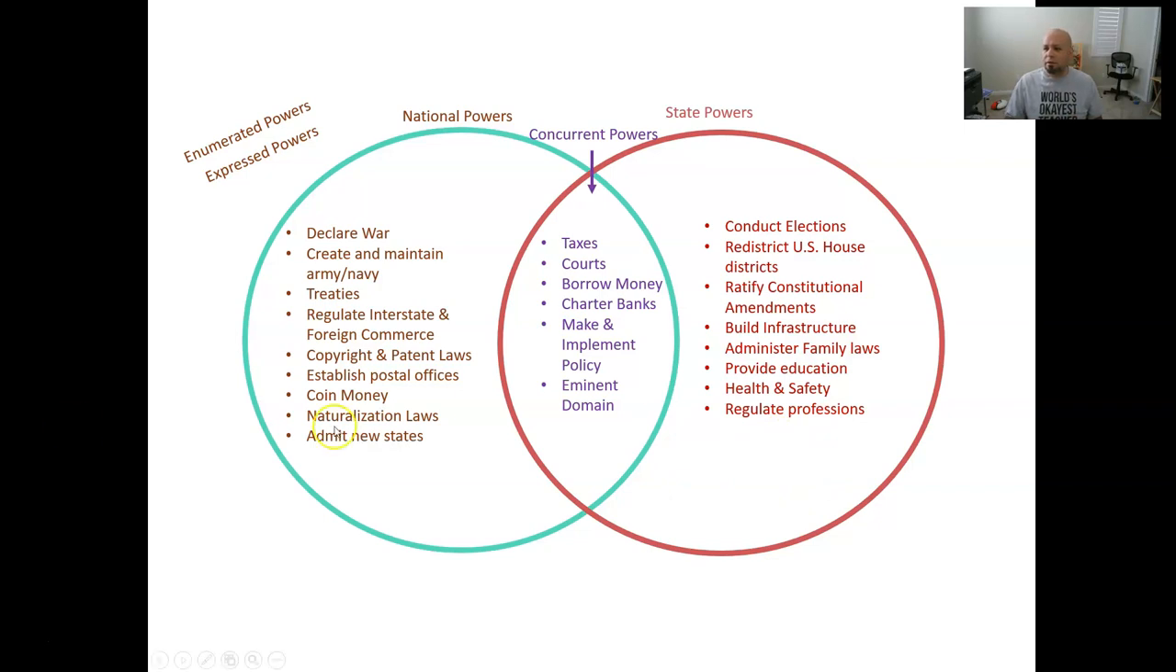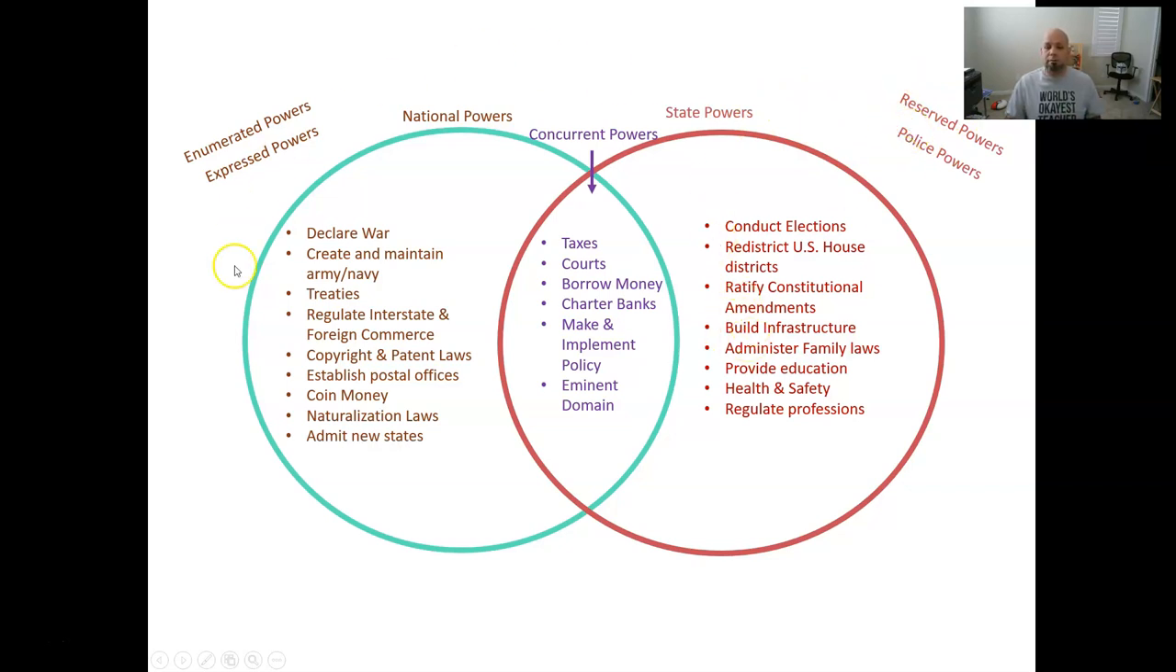Okay. And then states can also regulate health and safety, and they can regulate professions. Okay, so these are all the things that states do. They're also known as reserved powers and police powers. So again, three interchangeable terms: state powers, reserved powers, police powers. Just know that they will use any of those three, not just one of them specifically every single time.